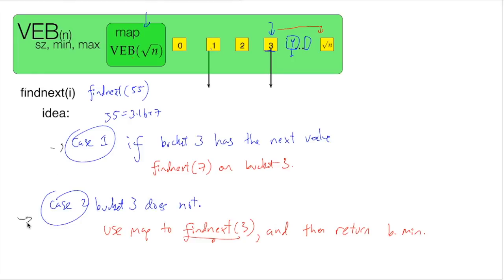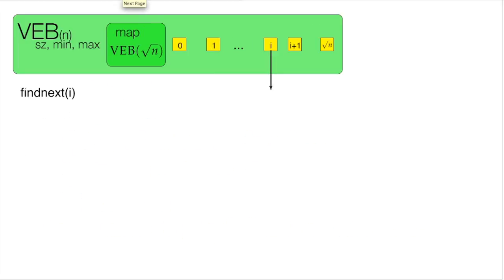There's one remaining issue, which I'll do in black here. How do we tell if we're in case 1 or case 2? How do we know if that bucket 3 is going to have the next value or not? Excellent. Good. And we use max. If bucket 3's max is larger than 55, that necessarily means the next element has to be in that bucket. So we can do the up road. Otherwise, we do the down road.